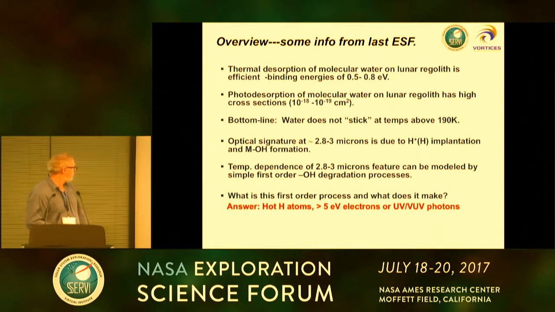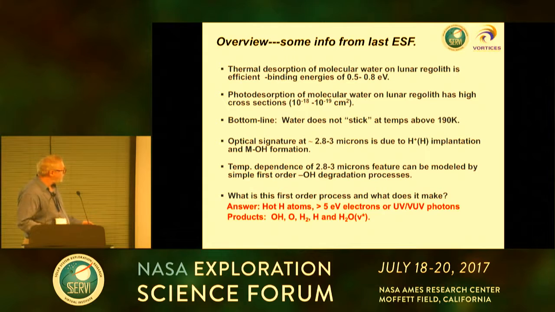So the question is, what is this first-order degradation process, and what does it make? I'll give you the answer. It's a first-order process, so it's a hit, scatter, react, and leave event. There are three entities that can easily do this: a hot hydrogen atom, a greater than 5 eV electron (all electrons can do this, but there's probably a threshold in the energy for the electron due to a scattering resonance we know about), and a UV or VUV photon. What do they make when they have this single-order scattering event? They make OH, O atoms, hydrogen molecules, and hydrogen atoms.